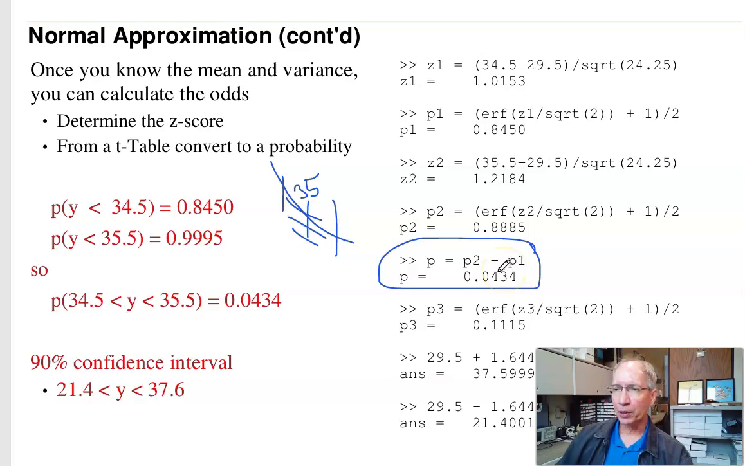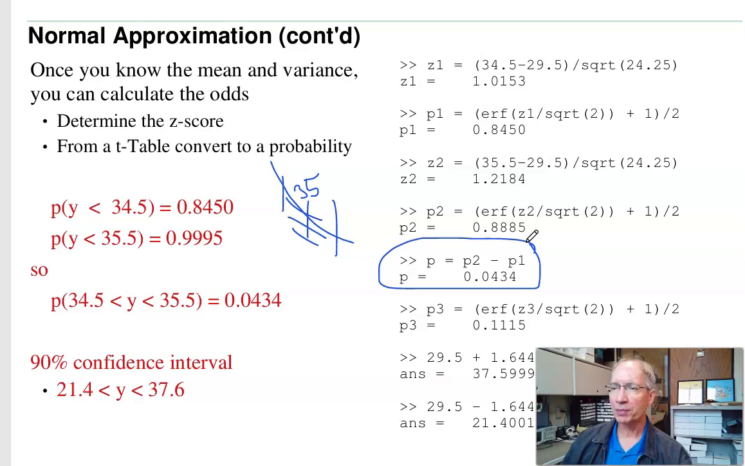I can find the probability of rolling numbers bigger than 35, in which case I'm going to look at the number 35.5 on up, which would be right here. 88% are less than 35.5. 1 minus that, 11.15% greater than that.